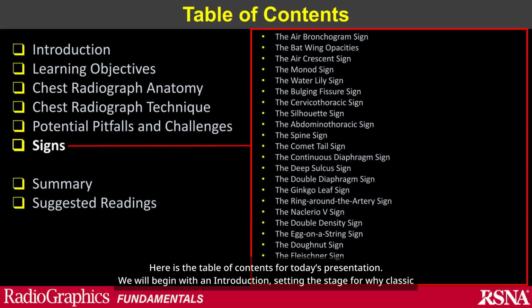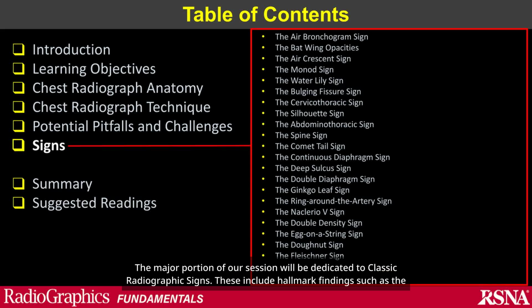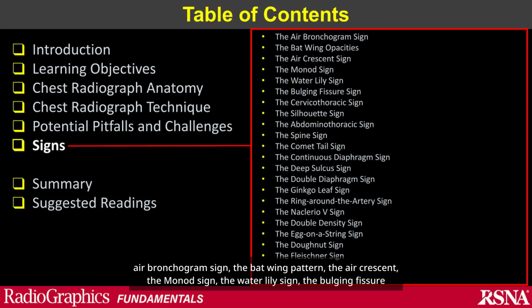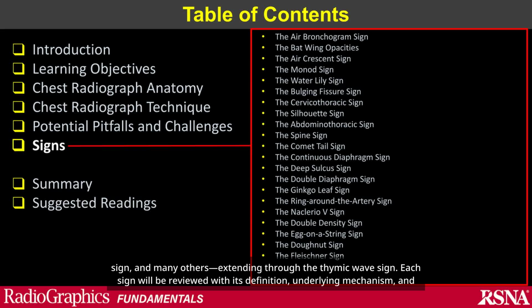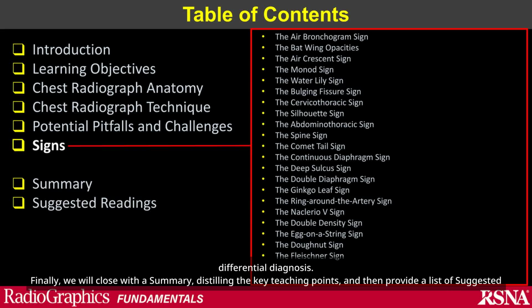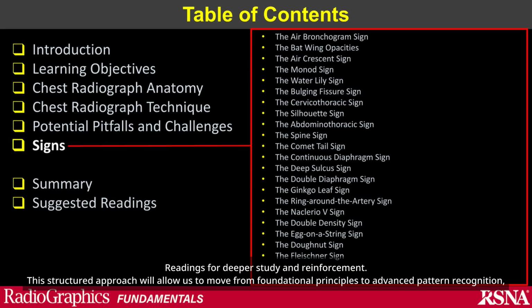can complicate interpretation. The major portion of our session will be dedicated to classic radiographic signs. These include hallmark findings such as the air bronchogram sign, the bat wing pattern, the air crescent, the monad sign, the water lily sign, the bulging fissure sign, and many others, extending through the thymic wave sign. Each sign will be reviewed with its definition, underlying mechanism, and differential diagnosis. Finally, we will close with a summary, distilling the key teaching points, and then provide a list of suggested readings for deeper study and reinforcement.